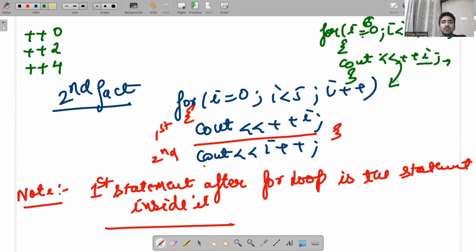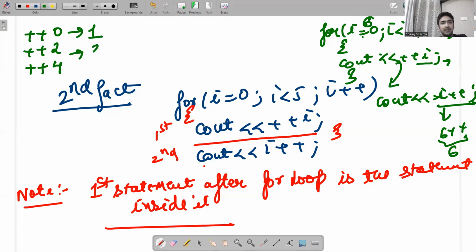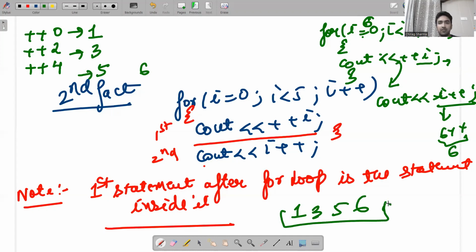It goes outside the for loop, and outside the for loop there is the statement written as i++. So it will display 6++, which is 6 only at that step. So it will print 1, it will print 3, it will print 5, and it will print 6. So the answer would be 1, 3, 5, and 6. This is how you will solve this particular step. So the major important second fact is the first statement written after the for loop is a statement inside it, provided there is no bracket.